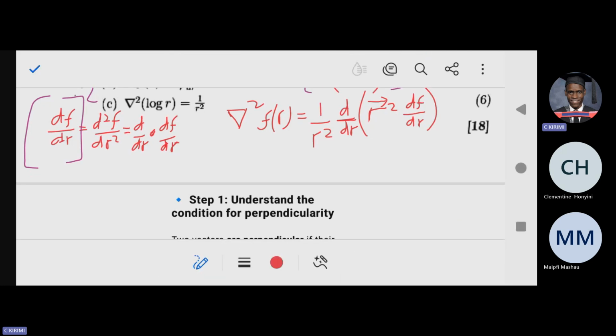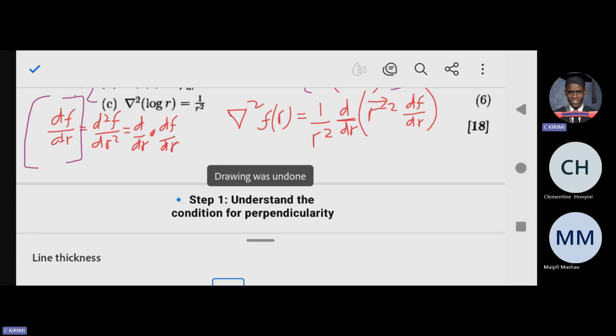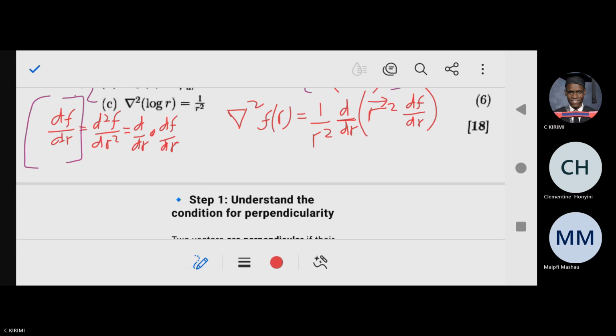Right. In general, we now want to deal with this one. Can you see this one? Which is r squared as a vector. What is r in general? First of all, you must know what r is in general. We know r as a vector.